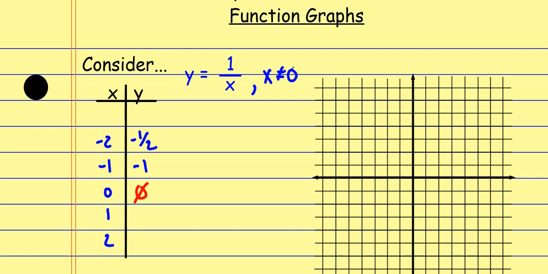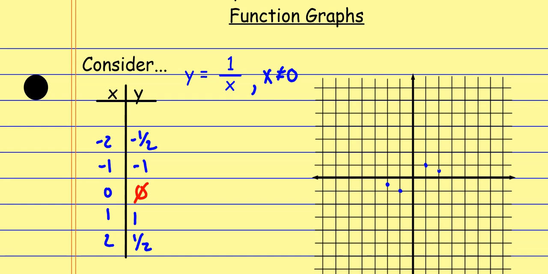If I plug a 1 in there, I get a 1. And if I plug a 2 in there, I get a 1/2. And so as I go to graph this thing, it looks like this. Ready? -2, -1/2, -1, -1, and then 1, 1, and okay, it looks kind of like gibberish at this point.